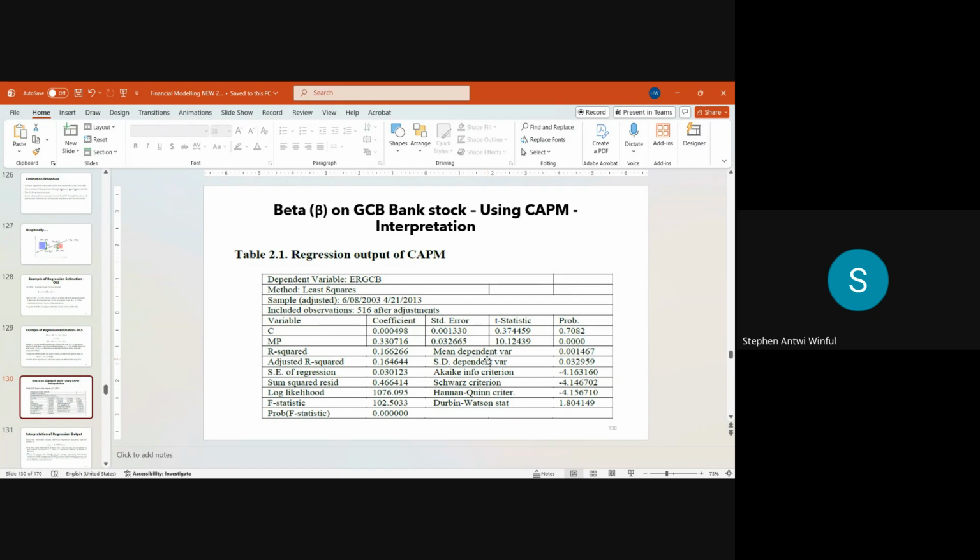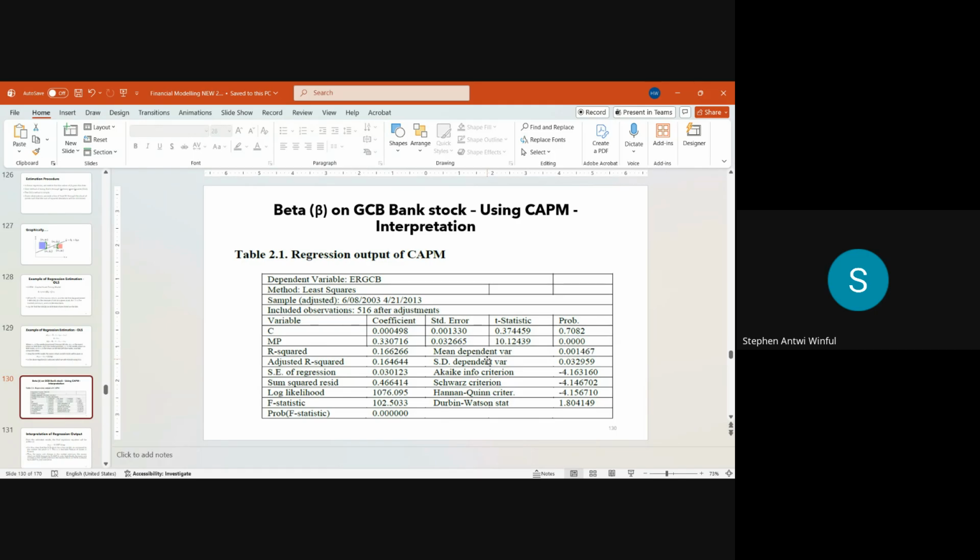That is seen in the three other things beside the coefficient: the standard error, the t statistics, and the p-value. Is that okay? We will deal with these three things very soon. For now, we are only trying to interpret the beta from this estimation. Is that okay?